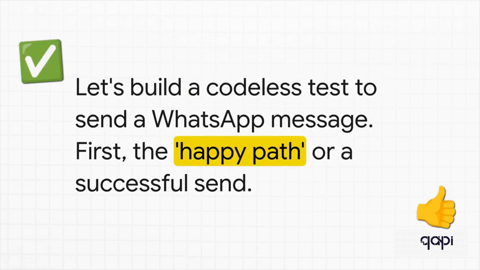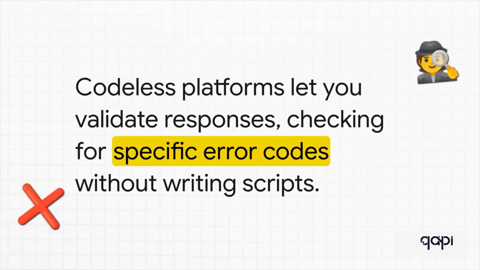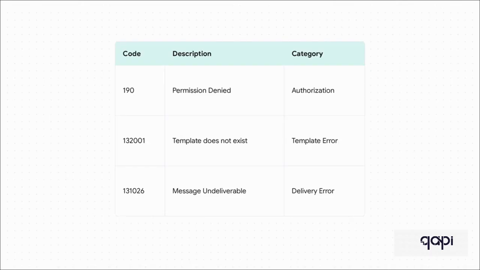All right, let's build a test. First up, we'll create a codeless test for the happy path, a successful send. But hey, happy paths are only half the story, right? What happens when things break? Well, with a codeless platform, you can easily check for specific error codes. No scripting needed. For example, you can make sure an expired token gives you that 190 error, just like it should.